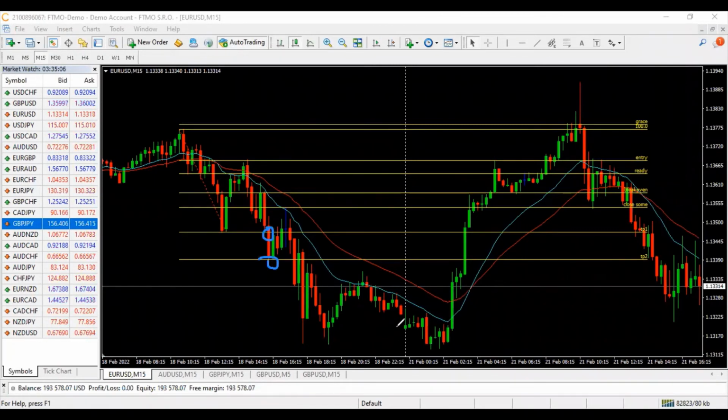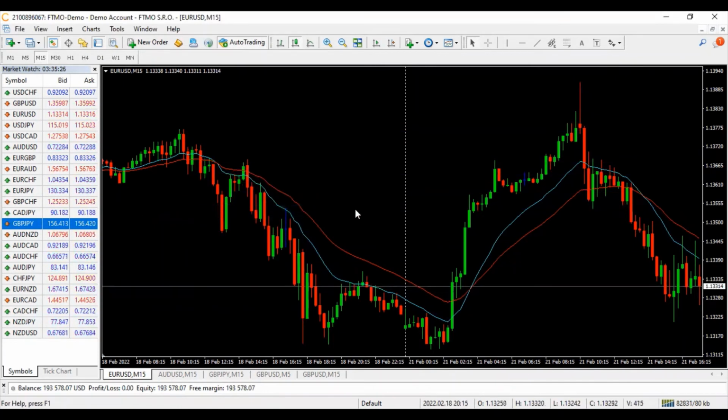Hit TP1 and TP2. At that point, we'll be waiting for reversal to happen. We're waiting for reversal. Reversal happened at this point. How do we know that reversal happened? So you enter this trade, you won that one, so you wait for reversal to happen.